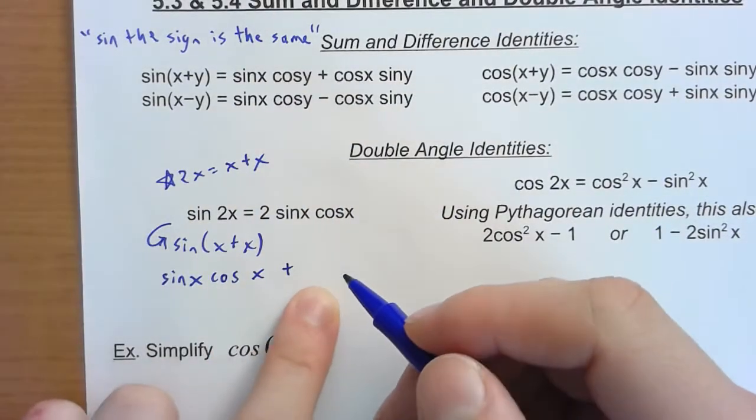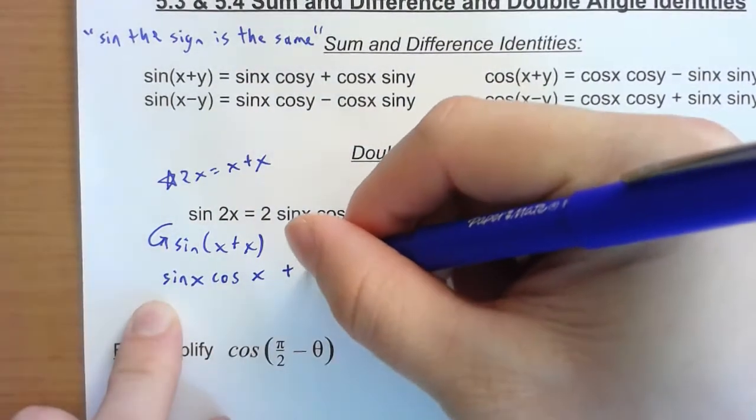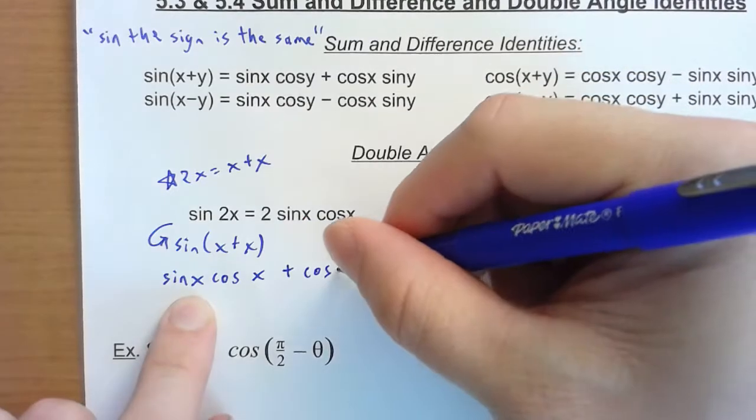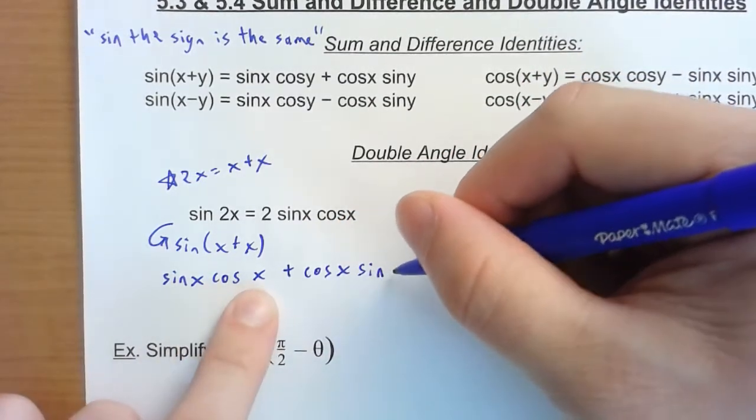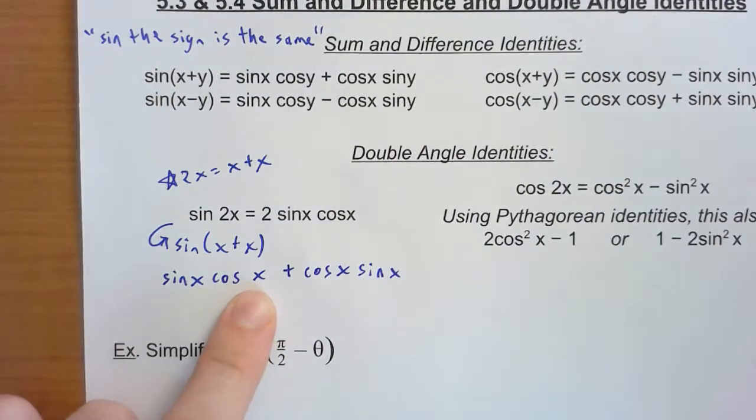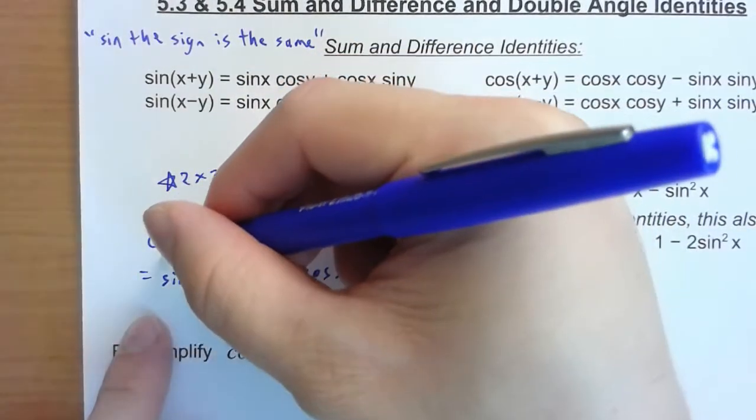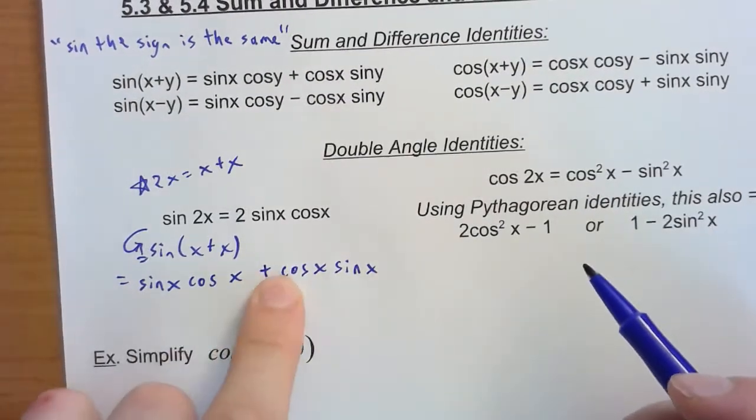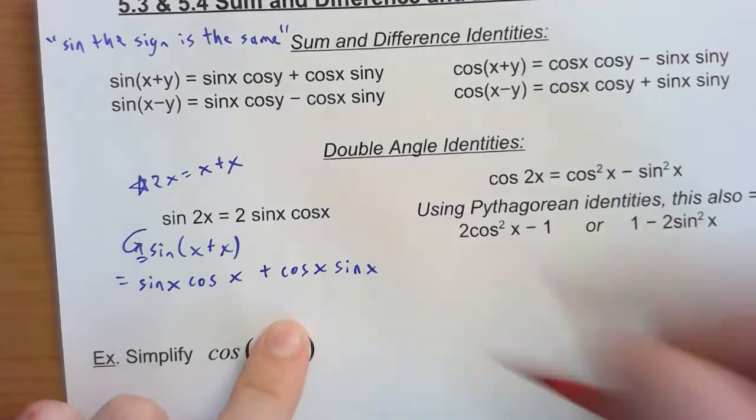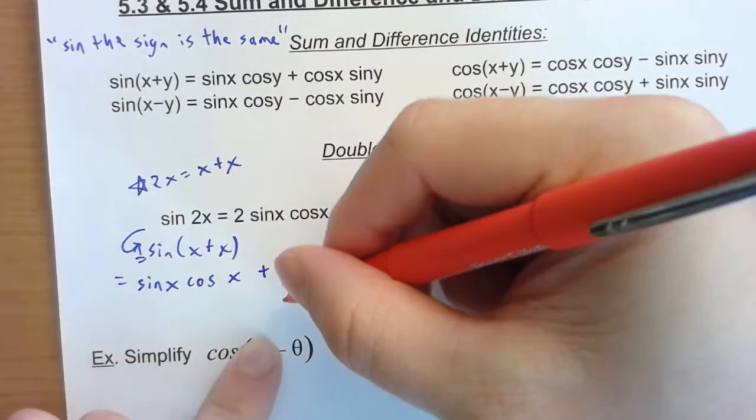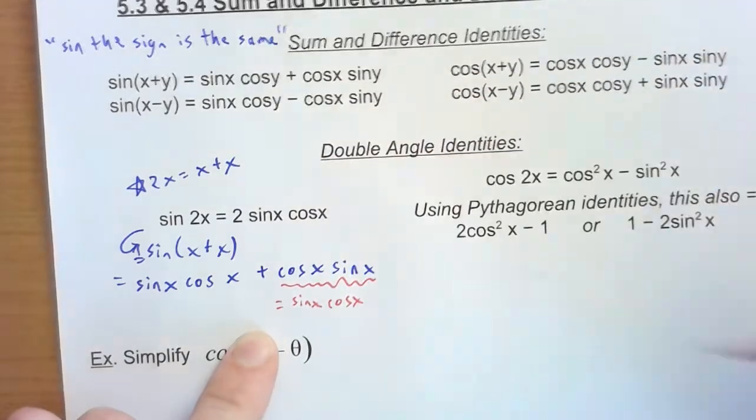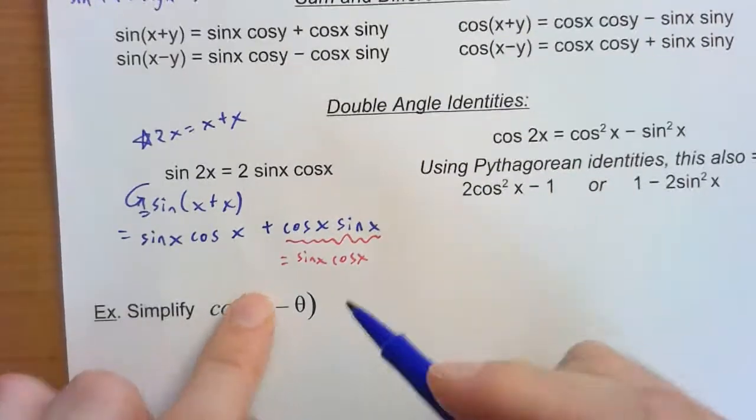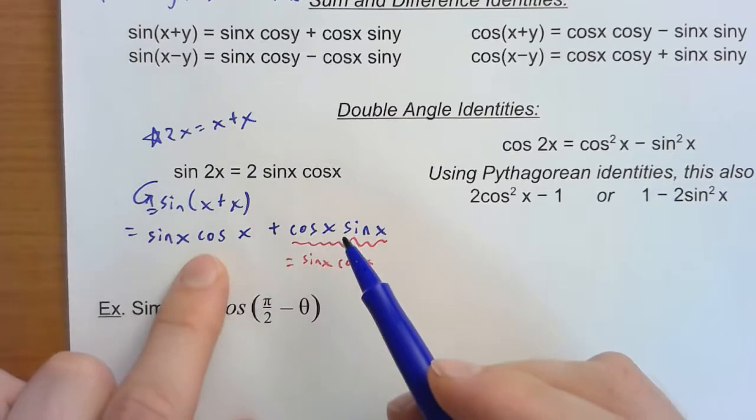And then over here, now they're going to switch. So if I had sine here, now I'm going to have cosine of that angle. If I had cosine there, now I'm going to have sine of that angle. All right. Well, let's take a look at what we've got here. So sine x, cosine x, cosine x, sine x. Well, multiplication is commutative, right? This cosine x, sine x, that's the same thing as sine x, cosine x. So really, these two are exactly the same.